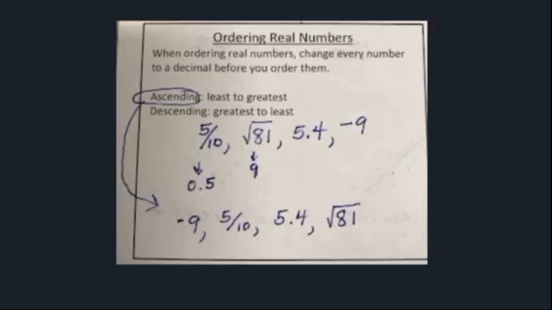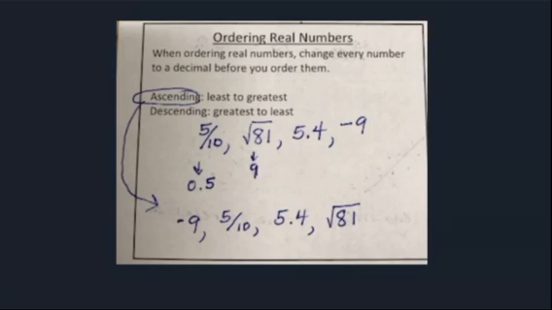So our last section on this front side of the page is ordering real numbers. When we're ordering real numbers, going back to what we learned about the real number system, we need to change every number to a decimal before we order them. We change them to decimals because when we think about money, it's easier to compare numbers in decimal form as opposed to fractions and things like that. It's a lot easier to convert them into decimals and a lot easier to compare them that way. So that's why we do it that way.